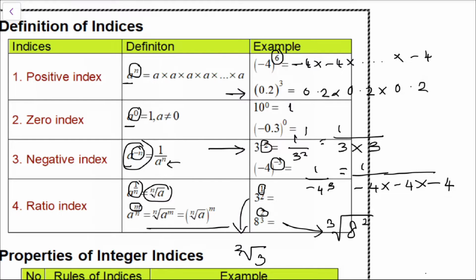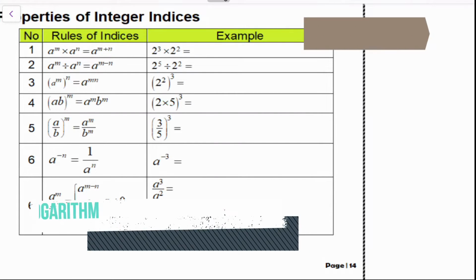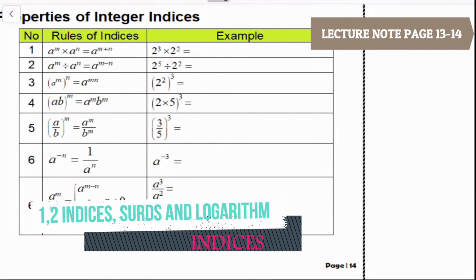Okay, your m is inside the root and your n is outside the root. So you can also rewrite it like 8 cube root bracket square. Next, let us take a look at the properties of indices. There are several properties of indices.